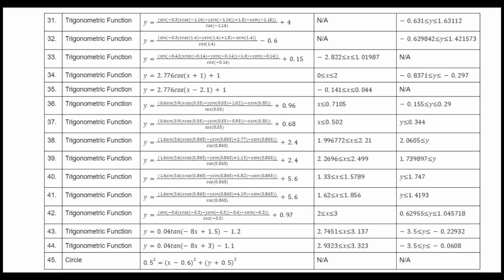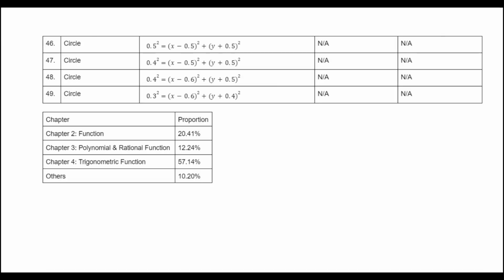Lastly, we have circle functions. Circle functions are classified as others. Circle functions have a unique way of manipulating its shape. For example, in function 46, the 0.5 squared means that the circle has a radius of 0.5 units, while the negative 0.5 and positive 0.5 that interact with the x and y portion of the function respectively determine the position of the center of the circle from the origin.